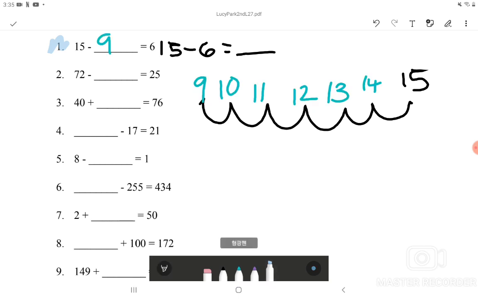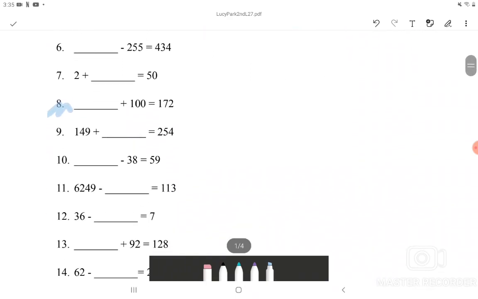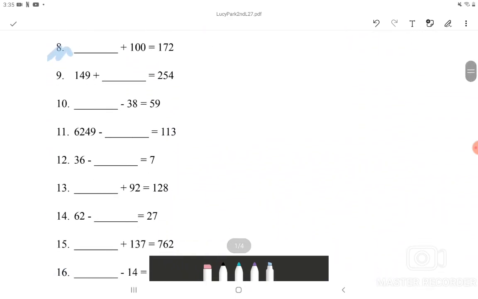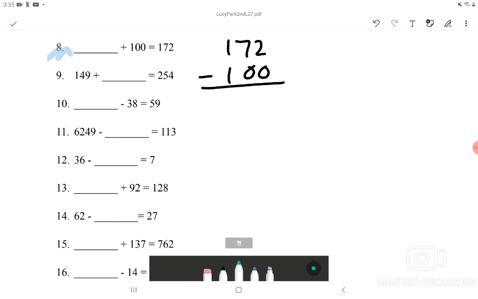I'll also go over number 8, and 8 says blank plus 100 equals 172. Because these two numbers will add up to 172, we would have to do 172 minus 100 to get this blank number. 2 minus 0 is equal to 2, 7 minus 0 is equal to 7, and 1 minus 1 is equal to 0. So we know that the answer is 72.